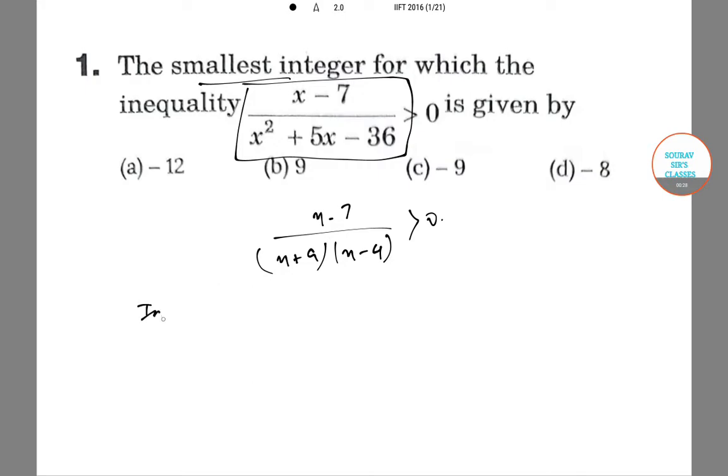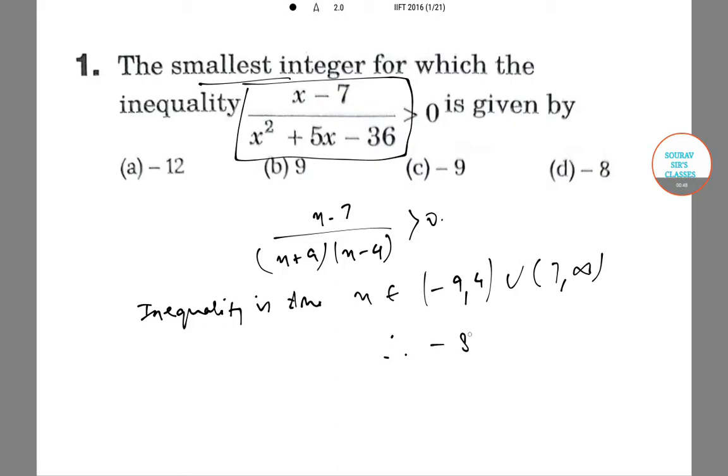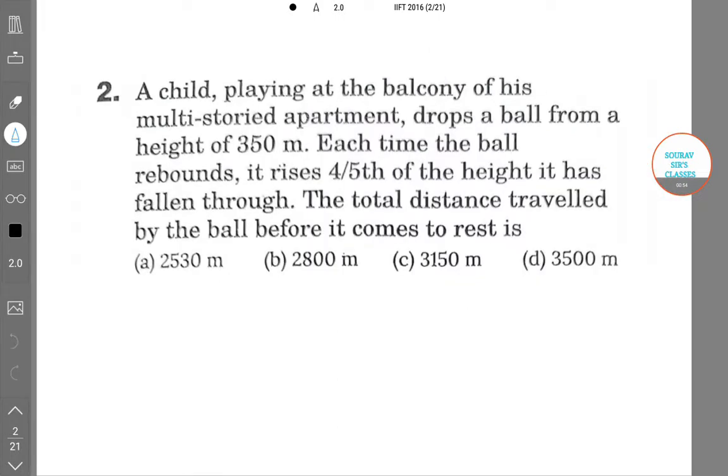Now this inequality is true for x belonging to the open interval (minus 9, 4) union (7, infinity). Thus the least integer satisfying this is minus 8. This is option D.